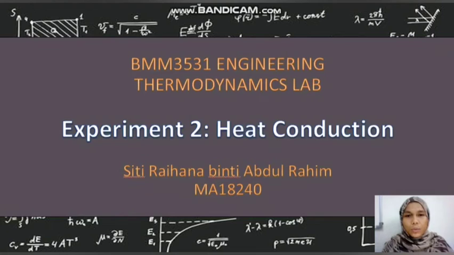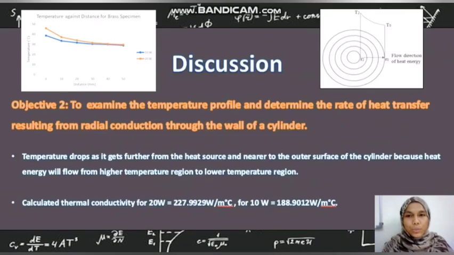I will continue the discussion for objective number 2, which is to examine the temperature profile and also to determine the rate of heat transfer resulting from radial conduction through the wall of a cylinder. So the results of the temperature profile and the rate of heat transfer through the wall of a brass cylinder resulting from the radial conduction can be affected by several factors.